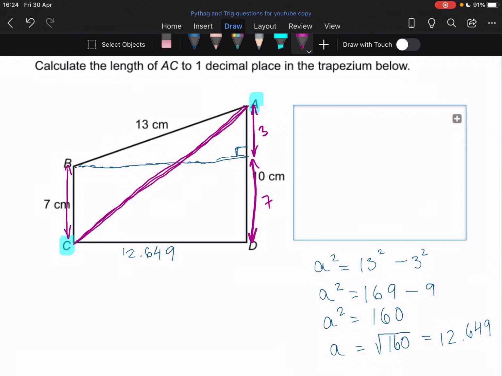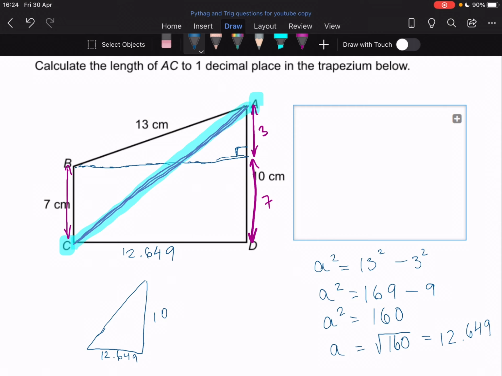AC. Let's highlight it in fuchsia. So another right angle triangle, where D is the 90-degree angle. I always like to take them to the side and sketch them again on their own. The base of this triangle would be 12.649. The height of the triangle would be 10, because I'm using the whole side AD.